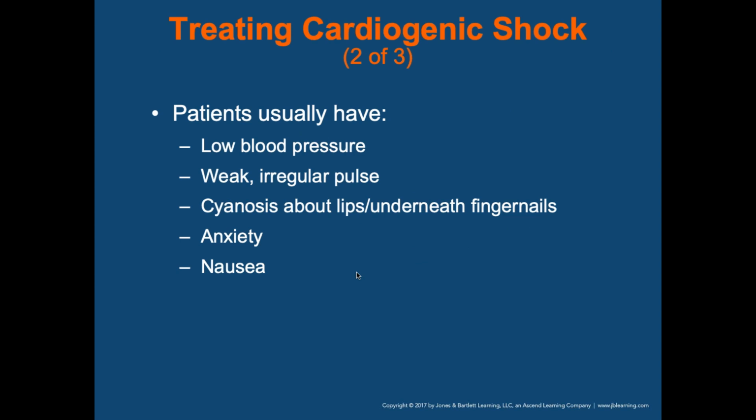Patients usually have a cardiogenic shock, low blood pressure. You'll see hypotensive, weak irregular pulses, cyanosis about the lips, underneath the fingernails, anxiety, and nausea.